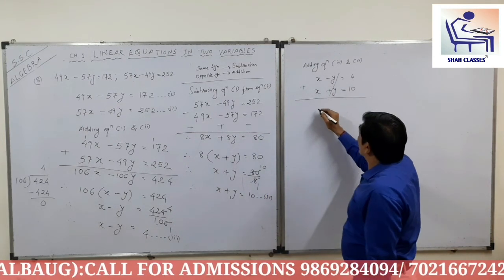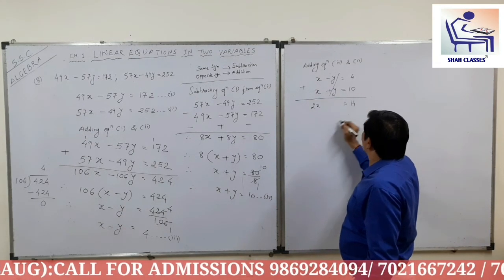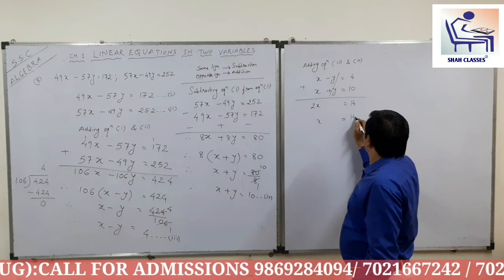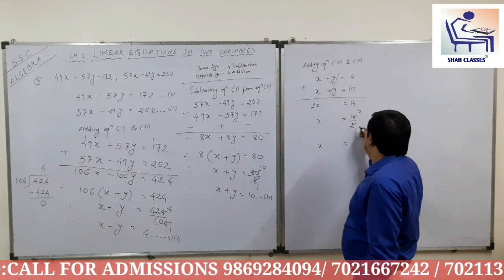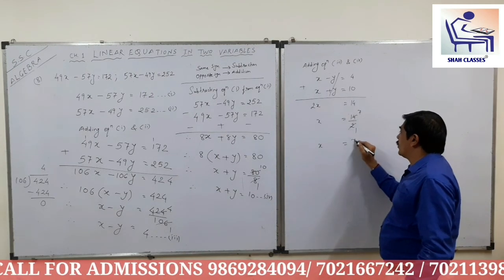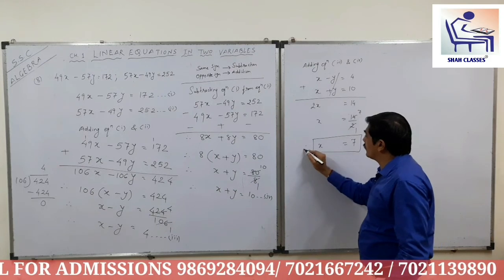So plus y minus y cancel. 1x plus 1x is 2x, and 10 plus 4 is 14. So x is equal to 14 divided by 2. So 2 ones are 2 and 2 sevens are 14. So we are getting the value of x as 7.